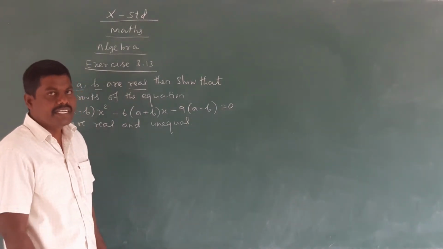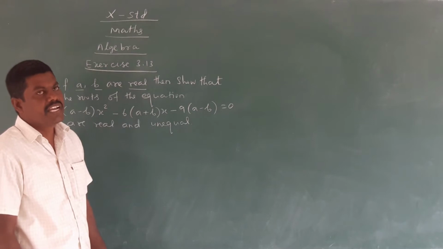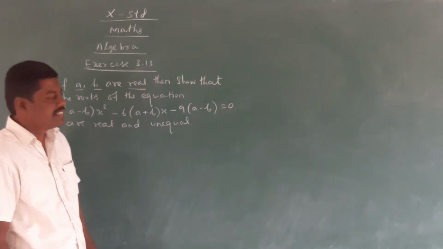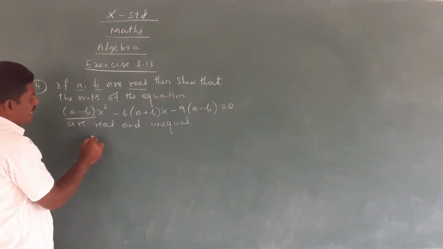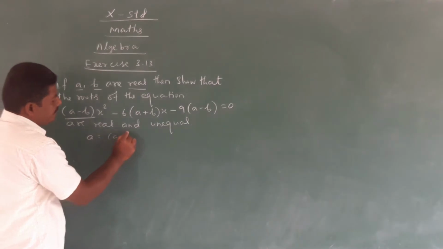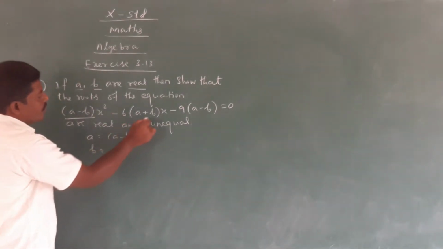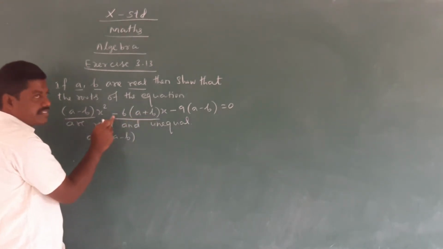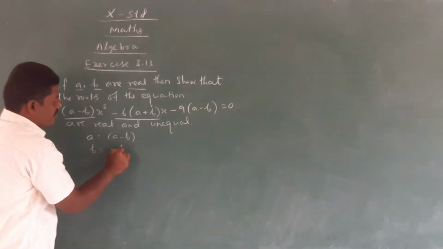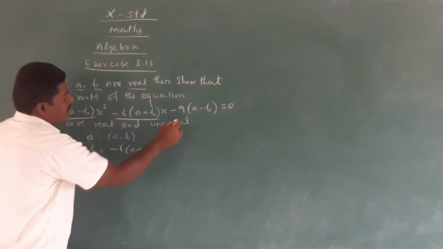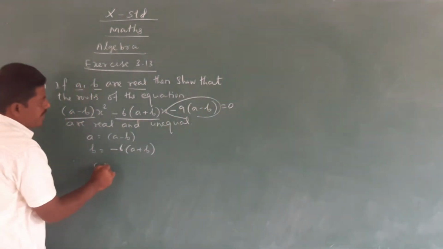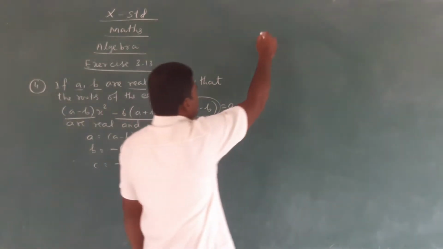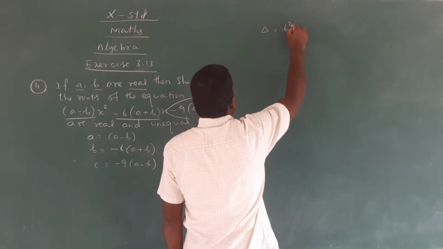Delta formula: b² - 4ac. So we need the a value, b value and c value. From this equation we want to take the a, b, c values. Understand? So here the coefficient of x² is what? The a value. Here a is a - b. The value of b is the coefficient of x: -6(a + b). Not 6(a + b), you want to take the minus sign. Minus 6(a + b). The constant term c is -9(a - b). Understand?